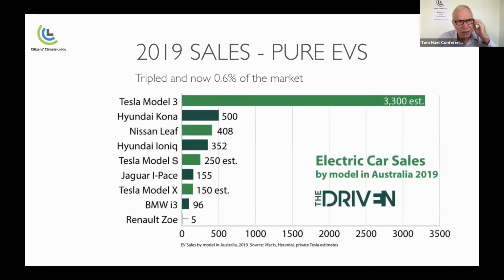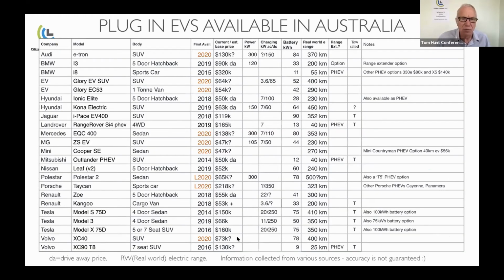This last year, the Tesla Model 3 finally arrived in Australia after being promised nearly 4 years ago. They managed to get the numbers into Australia and sold an estimated 3,300 of them. And you can see what that's done to the market. All the others have been left in their wake. Sales last year tripled electric cars, from 0.2% to 0.6%. We've still got a way to go to catch the rest of the world, but it's a start.